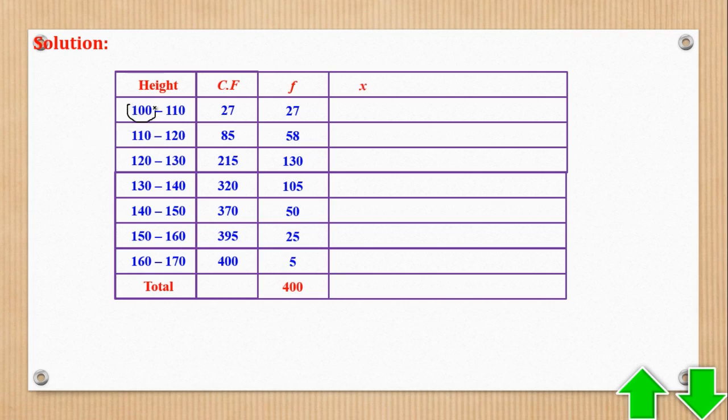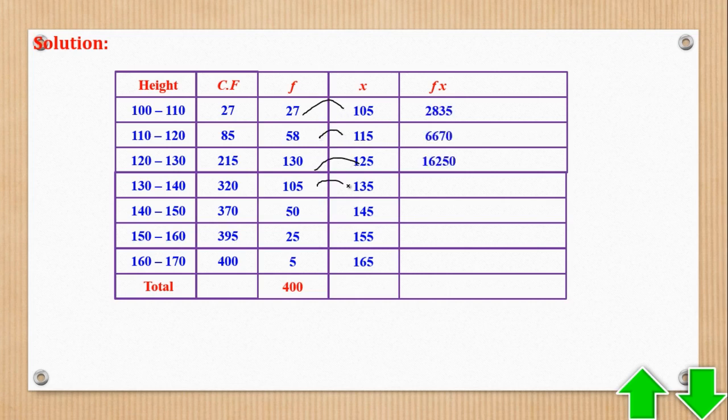x is the midpoint, so this plus this over 2, and the same for each class. So from these two columns, we can multiply them to get fx. So this times this for each row, and lastly this times that. Then you have to add up all these values to get this total.